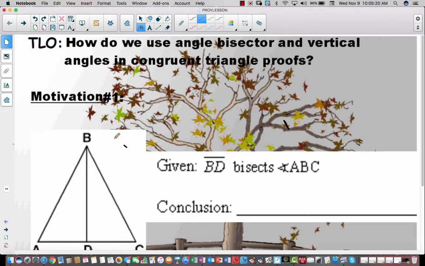Okay, today's lesson is on how we use an angle bisector and vertical angles in congruent triangle proofs. If you take a look down below in the given, it will be a clear indication that you have an angle that's being cut or bisected in half. So BD is bisecting angle ABC. The middle letter, which is the vertex, B, will get the marking.